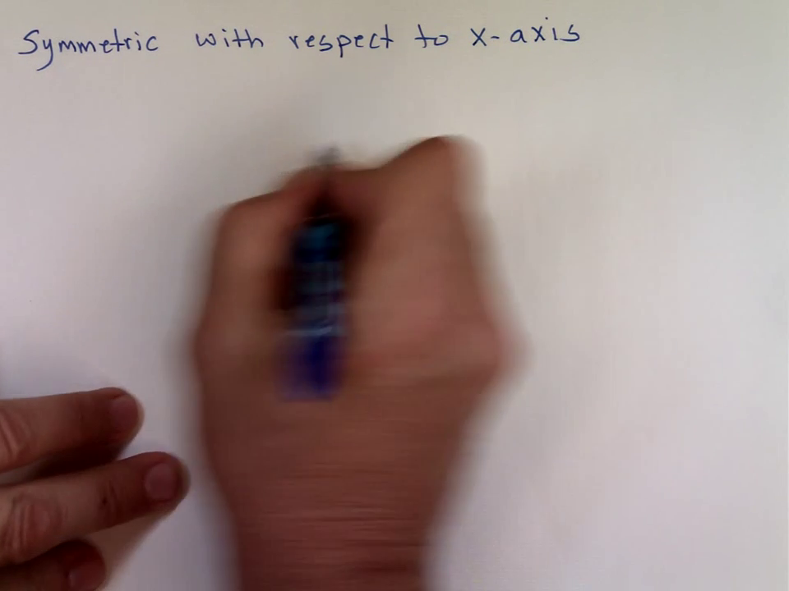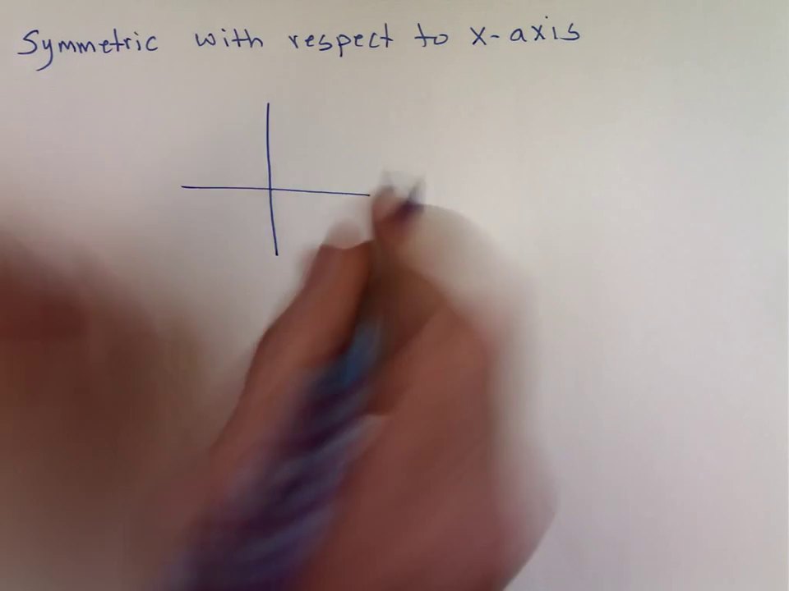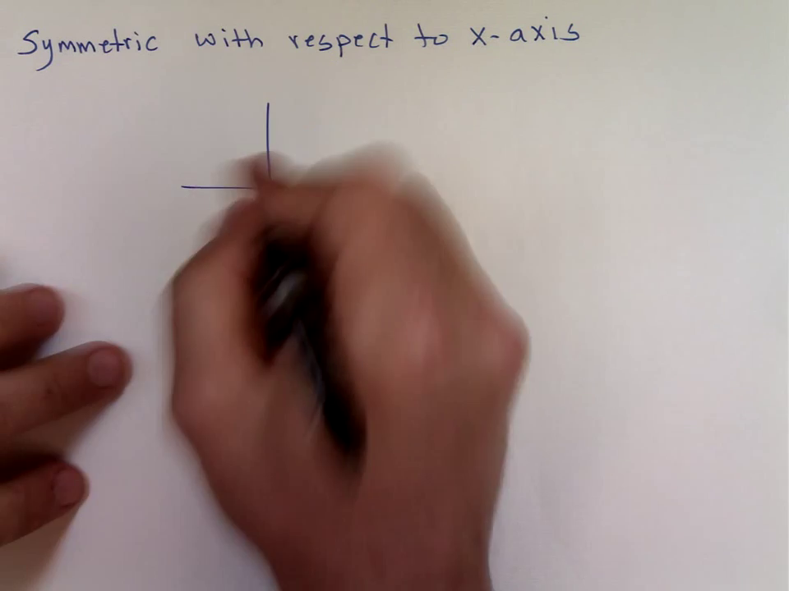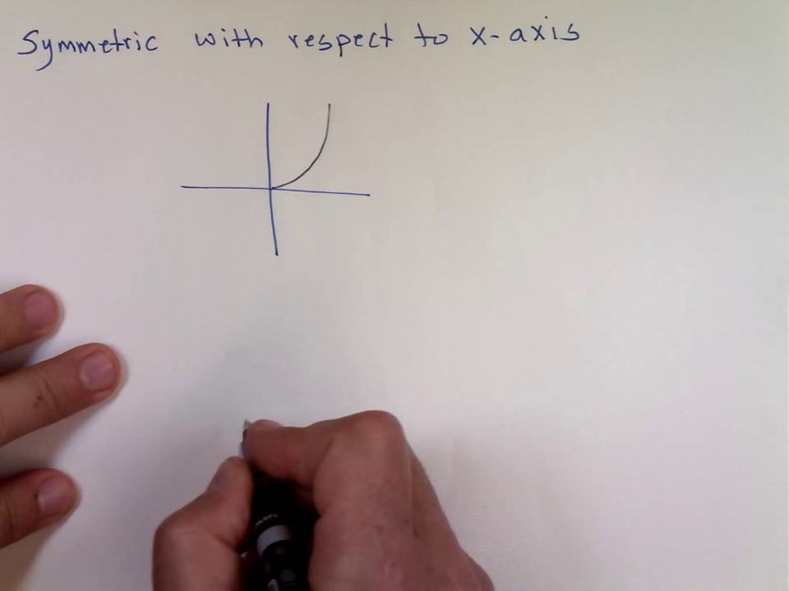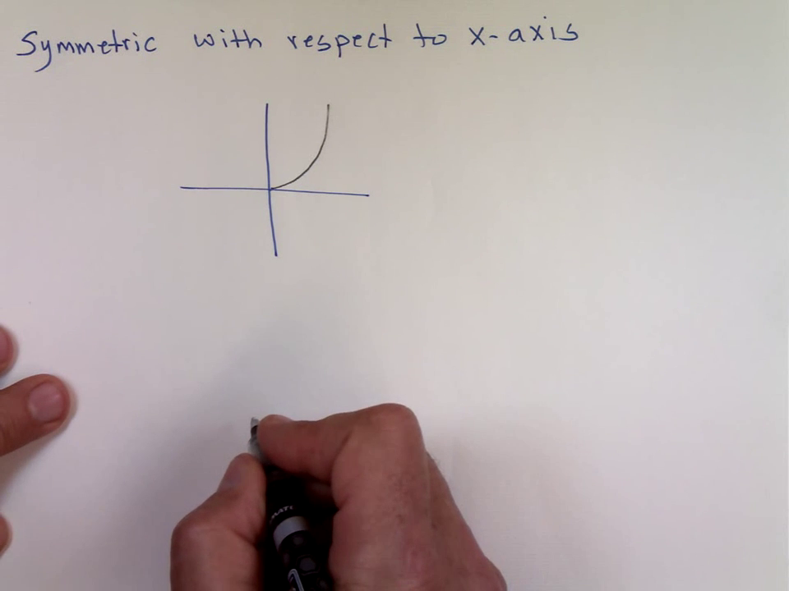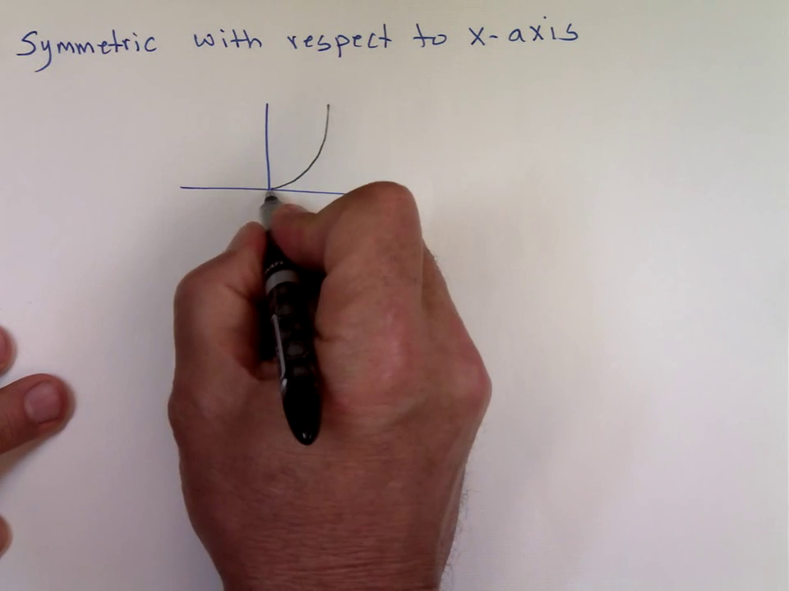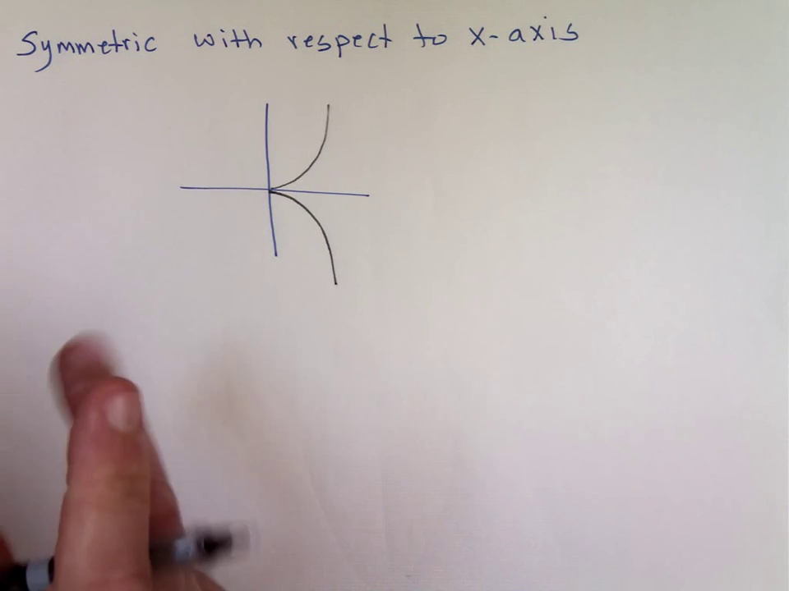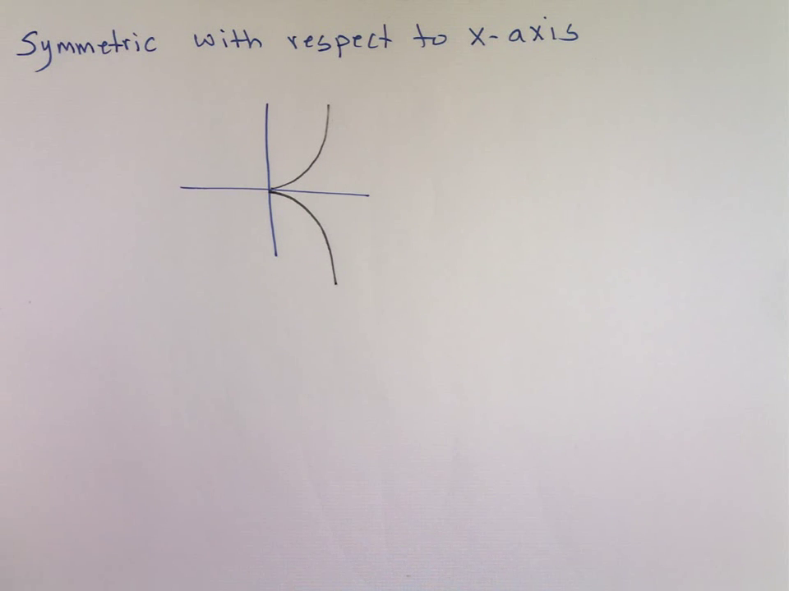That might look like this. If one side looks like this here, then the other side, since it's symmetric with respect to the x-axis, will look like this. This was called an even function.